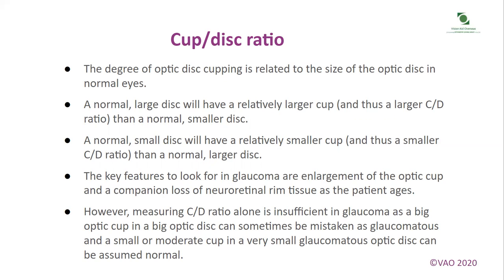The key features to look for in glaucoma are enlargement of the optic cup and a companion loss of neuroretinal rim tissue as the patient ages. However, measuring CD ratio alone is insufficient in glaucoma, as a big optic cup in a big optic disc can sometimes be mistaken as glaucomatous, and a small or moderate cup in a very small glaucomatous optic disc can be assumed normal.